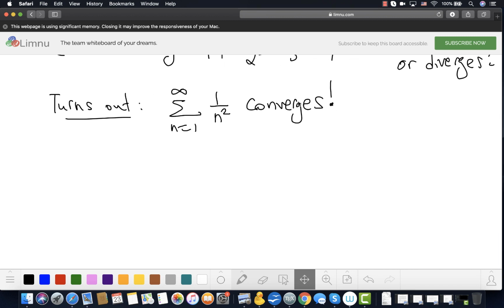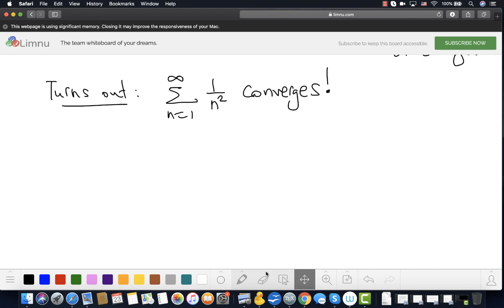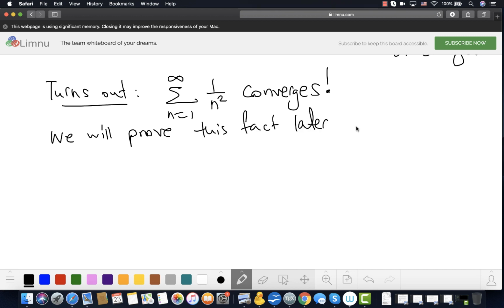Now, this fact we will prove. Okay, so we will prove this fact. I'll give an elementary argument and prove this fact later in this lecture. So rest assured.